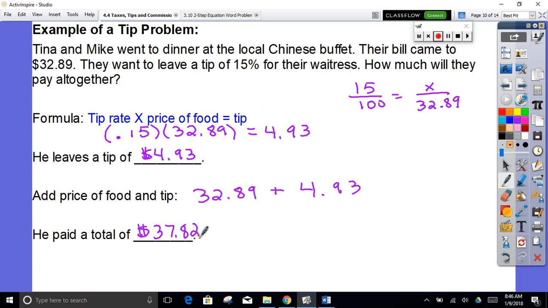Now, an easy way to estimate the tip is to take 10% of something, because finding 10% is really easy because you just have to move the decimal. So 10% of 32.89 is just moving the decimal over one. It would be 3.29. I would probably round that. If I were estimating, I'd say, okay, that's about $3.30.